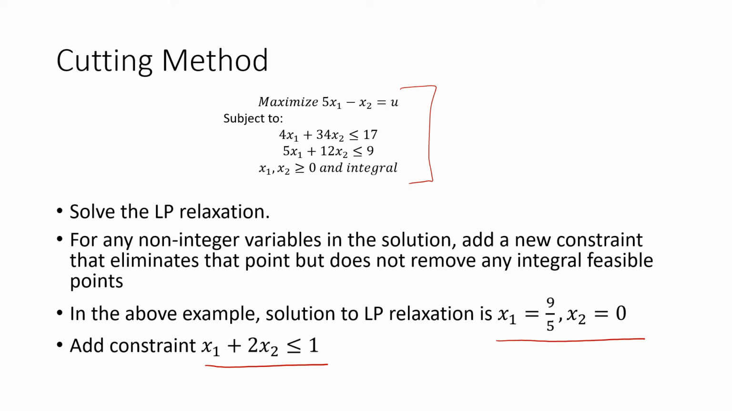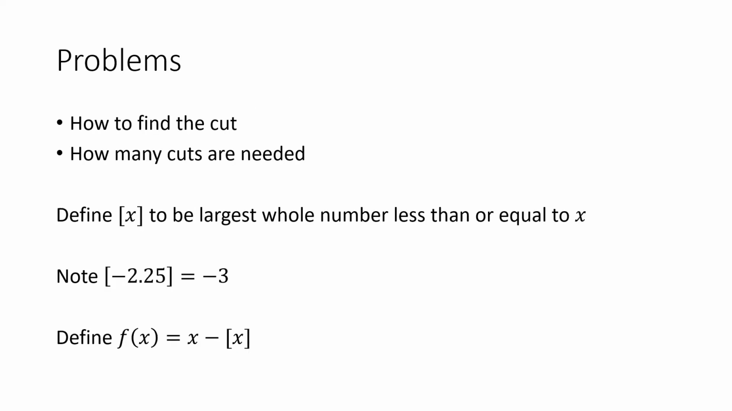Once you add in that constraint, you again solve the LP relaxation of the resulting problem with the new constraint, and you come out with a new solution. Then you do the same thing. If there's a non-integral solution, you add a new cut and solve it again. So the problem with this is, how do you find the cut? In other words, how do you find that new constraint? And the second thing is, how many are needed? Some of them work very efficiently with this method. Some linear problems actually take a long time with this method.